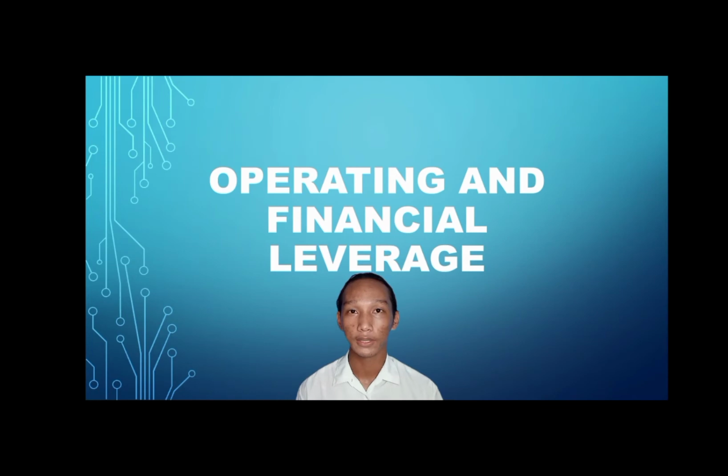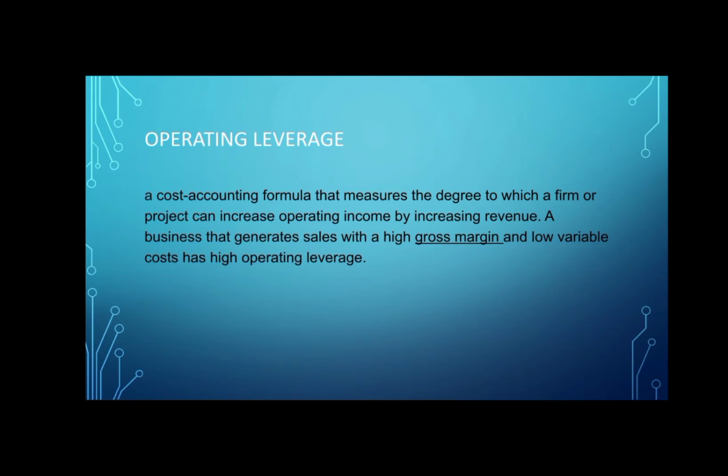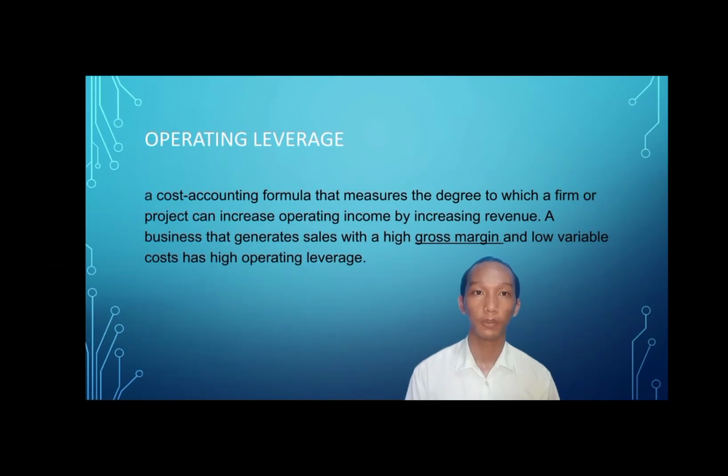Hi everyone! I am Ramil Giabroso and I will be discussing operating and financial leverage. Operating leverage is a cost accounting formula that measures the degree to which a firm or project can increase operating income by increasing revenue. A business that generates sales with high gross margin and low variable cost has high operating leverage. As I understand it, operating leverage is a financial ratio that measures the sensitivity of a company's operating income to its sales.